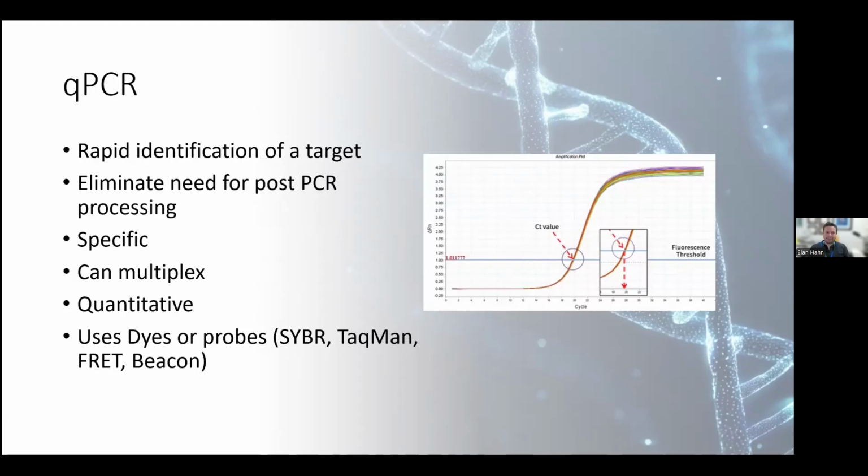It tells us how much there is. That's in the name. It's quantitative. And it uses dyes or probes. So what we do with real-time or quantitative PCR is you detect, by using a dye or a probe, the amount of amplified product. And you see that CT value is the threshold value where we determine that there's an identifiable product.